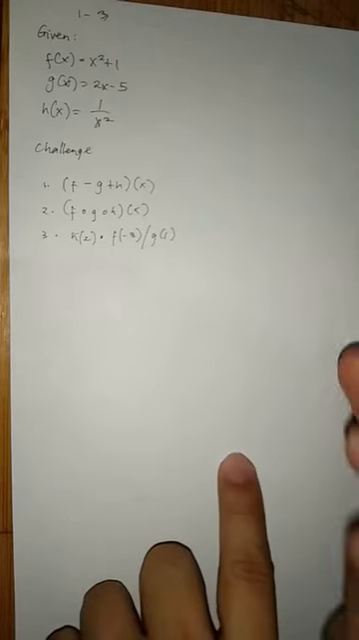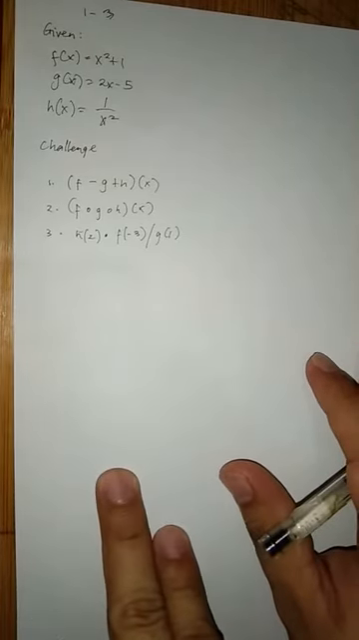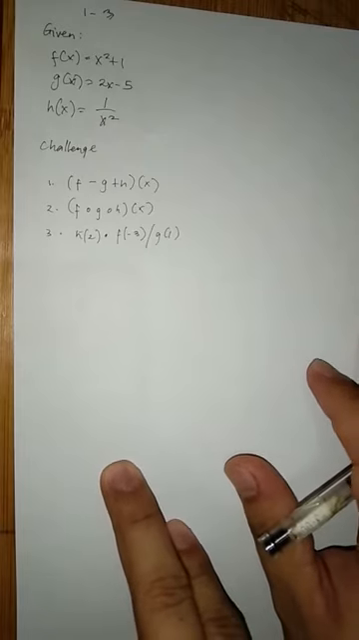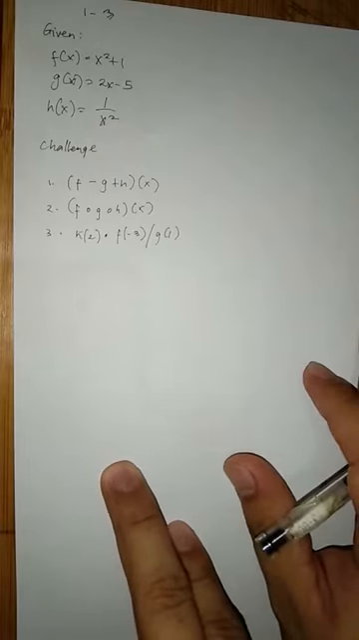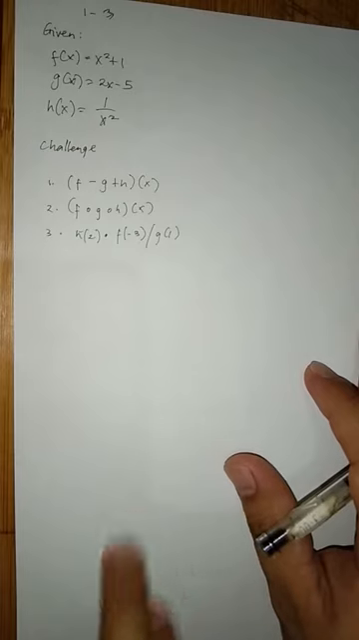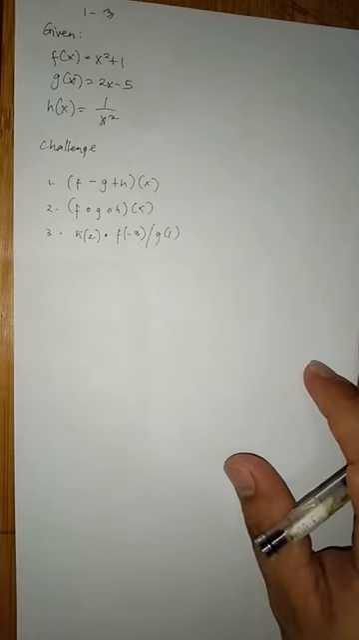Hey, what's up guys? And here we will solve the challenge problem in slide 1-3. So given we have f of x equals x squared plus 1, g of x equals 2x minus 5, and h of x equals 1 over x squared. Now, we are asked to solve for the following.